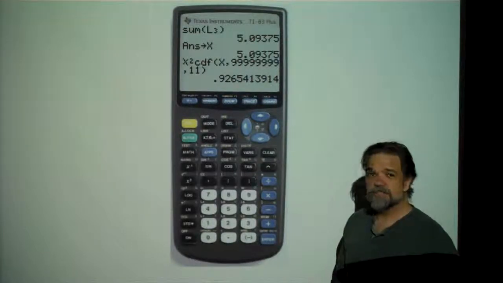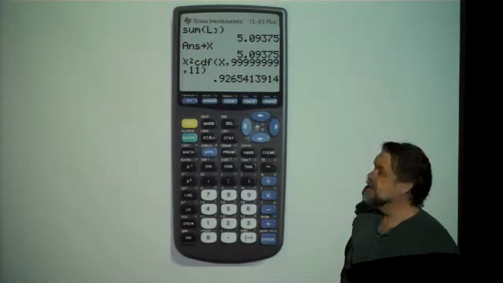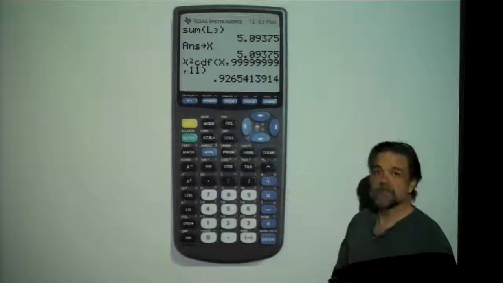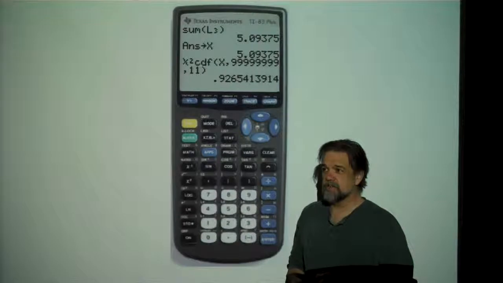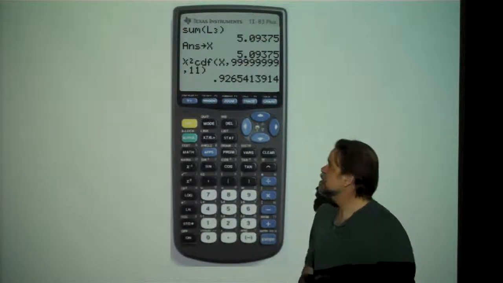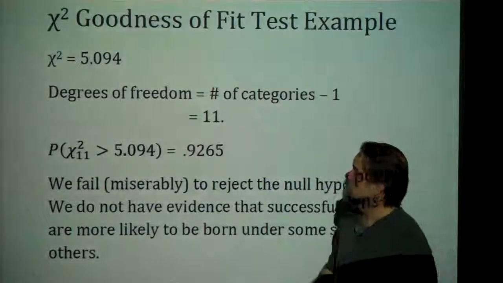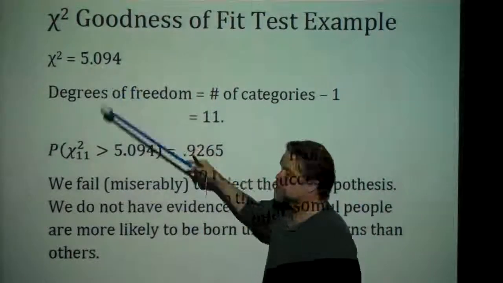What does that mean? It means this was not weird data at all. There's a 92.65% chance of getting data at least that weird. So what that tells me is, no, I don't have evidence of anything, okay? There's my statistic, my test statistic.